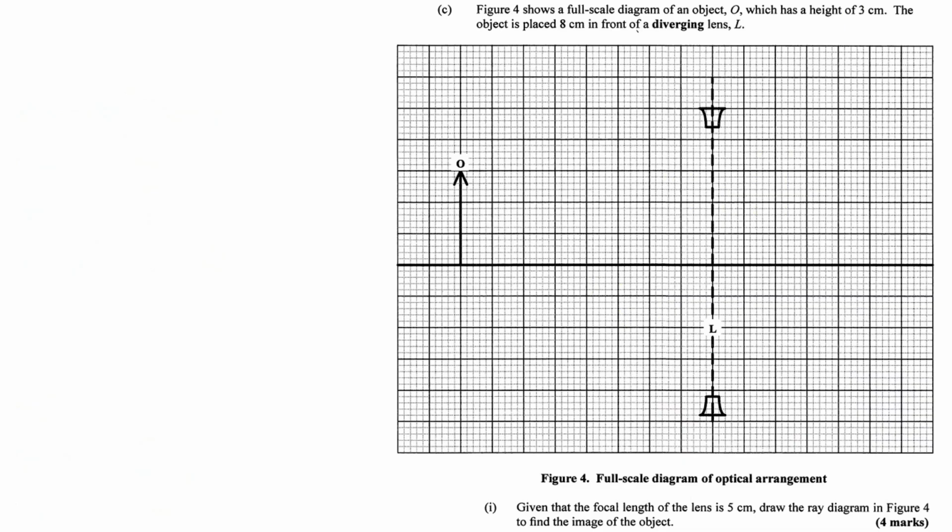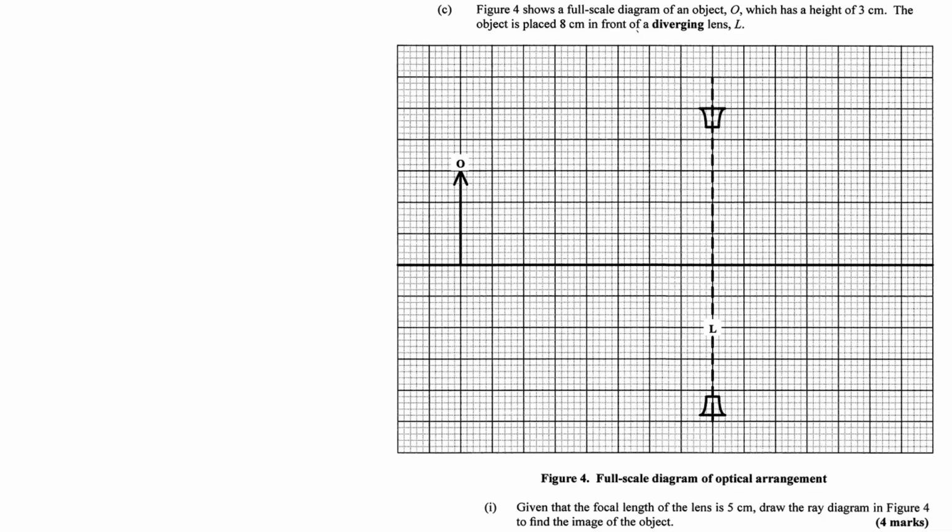Part C of question 1 says, Figure 4 shows a full-scale diagram of an object O, which has a height of 3 centimeters. The object is placed 8 centimeters in front of a diverging lens L. Part 1 of Part C, given that the focal length of the lens is 5 centimeters, draw the ray diagram in Figure 4 to find the image of the object for 4 marks.